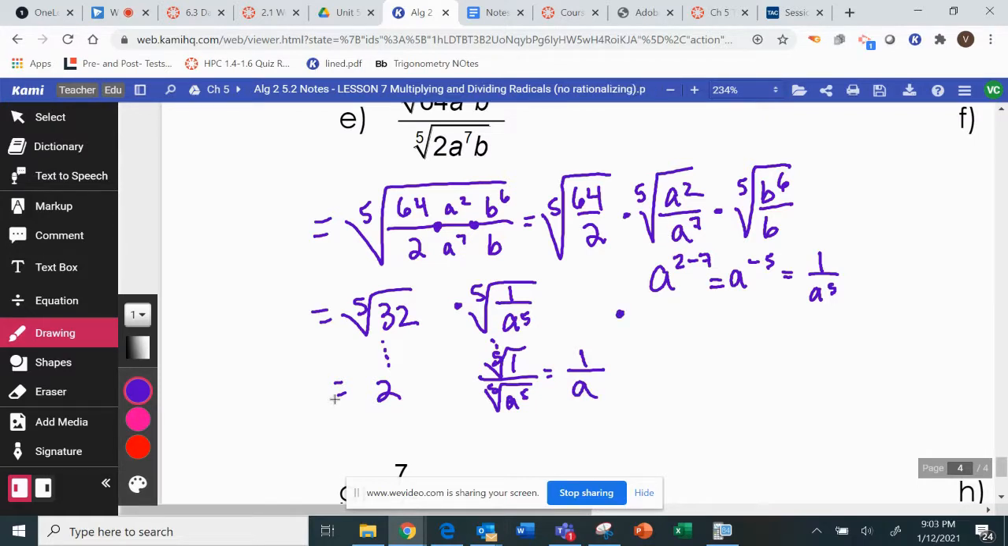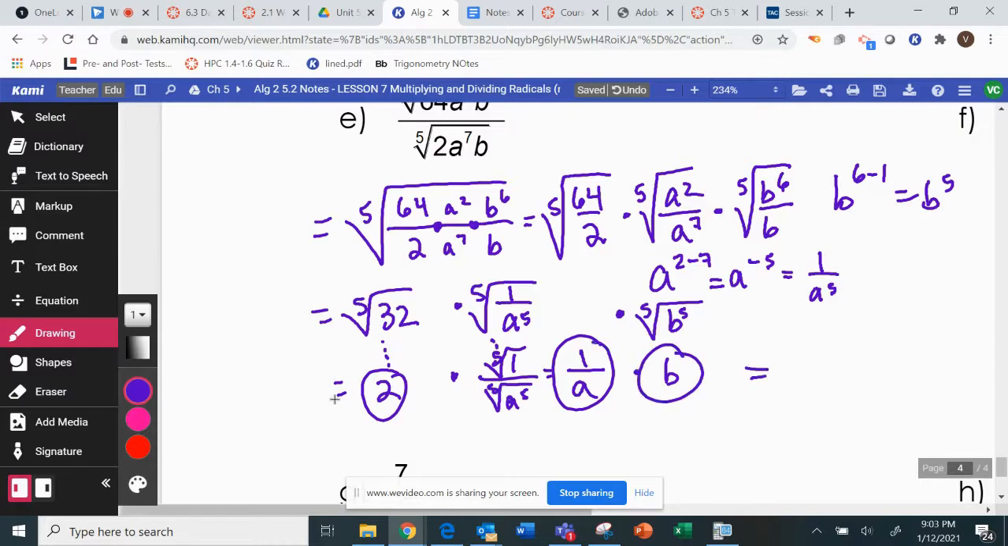All right, the third one, we've got b to the 6 minus 1, which is b to the 5th, and that's under the 5th root of b to the 5th, so that would be b. So we've got 2 times 1 over a times b. So I want to multiply all that together. I get 2b over a.